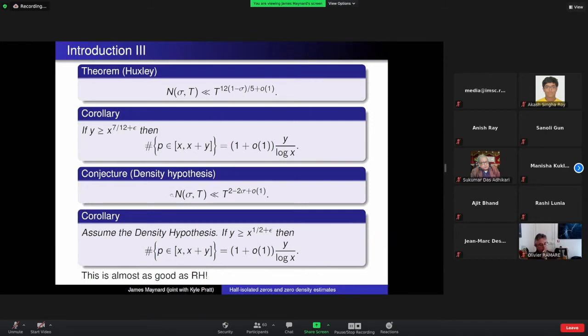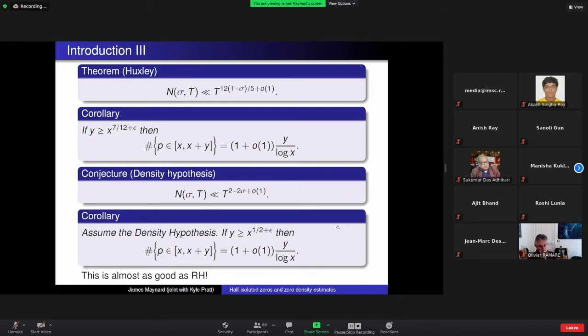And the nice thing about the density hypothesis is that from the point of view of primes in short intervals, or primes in almost all short intervals, this is almost as good as the Riemann hypothesis itself. So for example, you get an asymptotic formula for the number of primes in short intervals whenever y is slightly bigger than the square root of x, just in the same sort of range as we got with the Riemann hypothesis. And again, just falling short of Legendre's conjecture.